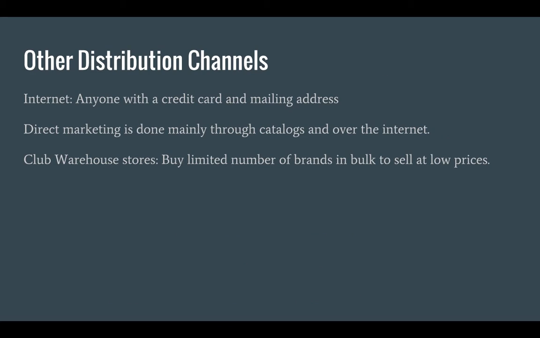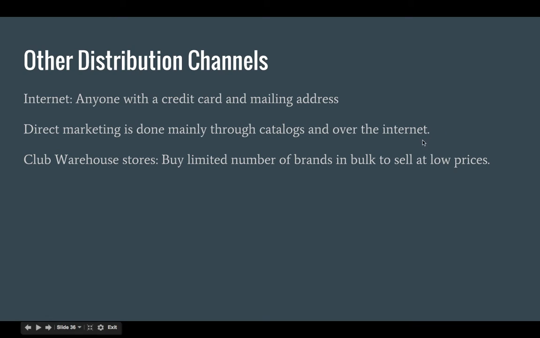Other distribution channels could also include the internet, right? Thinking about the fact that with the advent of the internet, anyone with a credit card and a mailing address can access a good through delivery through the internet. Or you could think of the good or service as something like Netflix. Anyone with a credit card could access Netflix now, whereas before you had to physically go to a movie or rent a movie. Direct marketing is done mainly through catalogs and over the internet, right?